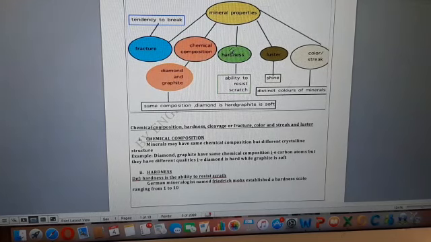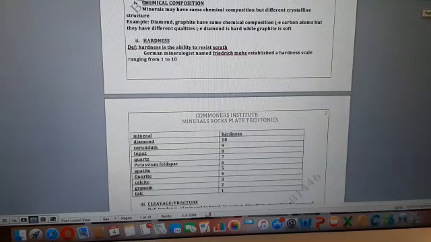The third property is hardness. Now hardness is basically the ability to resist scratch. That means if you scratch two different surfaces, the more the surface resists, the more will be the hardness of that surface. That's it. Then you have luster, that is shine in minerals, and then color or streak, that is the distinct colors of minerals. So now let's have a look at these properties.